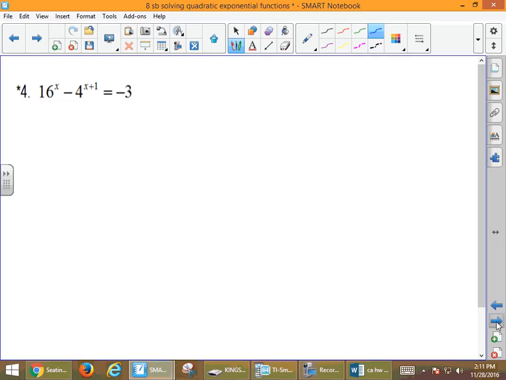We need to determine what the base is, and it's not so straightforward on this particular problem, on 4 and 5, not so straightforward of what it is, but as we look at the middle term here, again, the 4 to the x plus 1, can we rewrite 16 in terms of 4? And that's where we need to start. So we're going to rewrite 16. It's 4 squared to the x minus 4 to the x plus 1 equals -3.